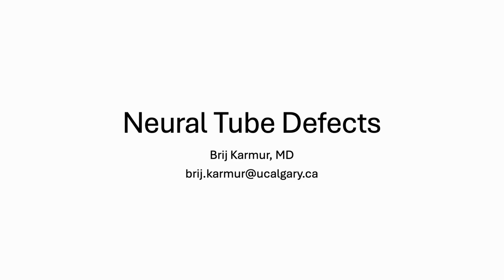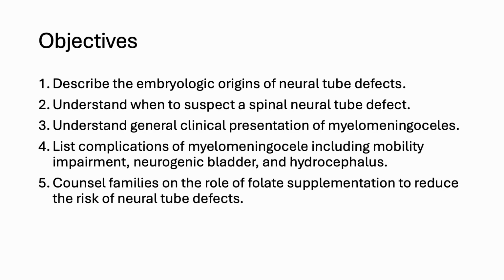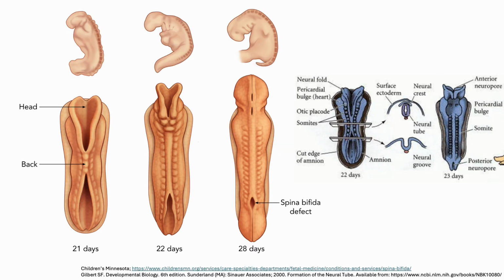This podcast will provide a brief overview of neural tube defects. After viewing this podcast, you should be able to describe the embryologic origins of neural tube defects, understand when to suspect a neural tube defect, understand the clinical presentations of myelomeningoceles, list the complications of myelomeningocele including mobility impairment, neurogenic bladder, and hydrocephalus, and counsel families on the role of folate supplementation to reduce the risk of neural tube defects.